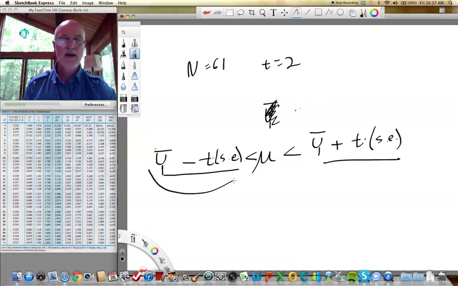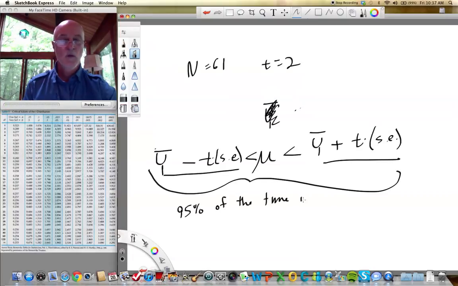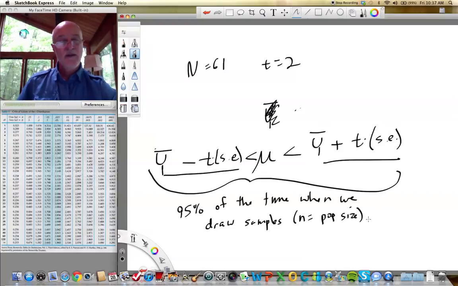So what is the proper way to interpret this confidence interval? It means, strictly speaking, 95% of the time when we draw samples with n equals whatever the population size is, okay, 95% of the time when we draw samples of that n, mu, the true population mean, is within this interval.